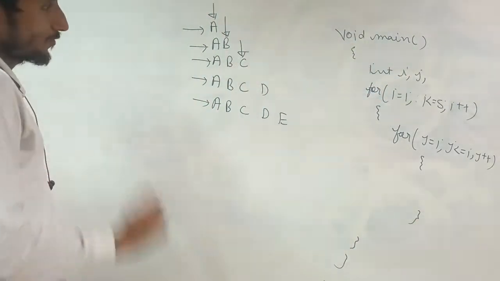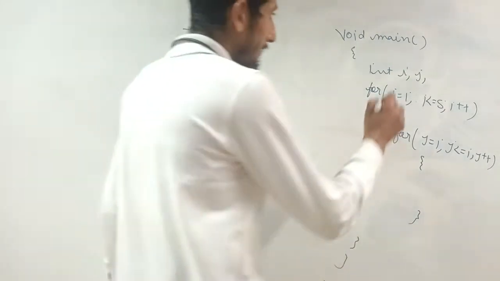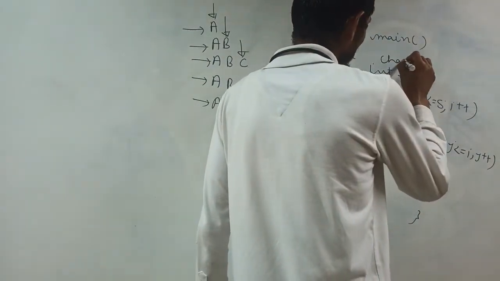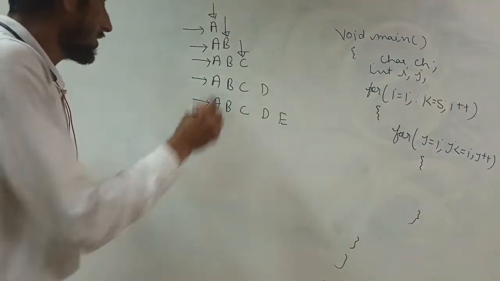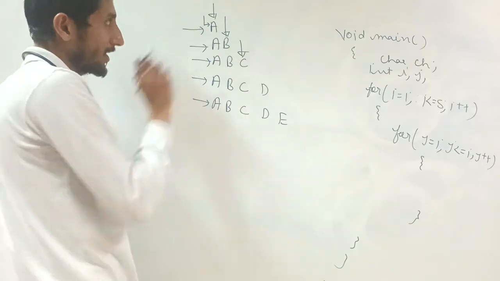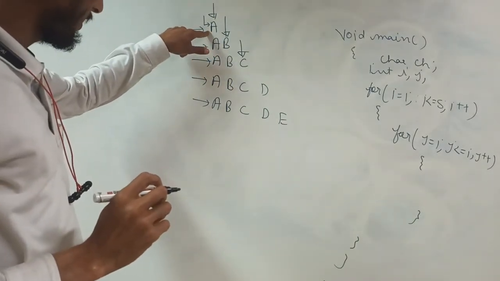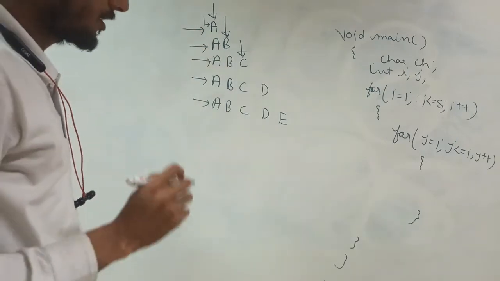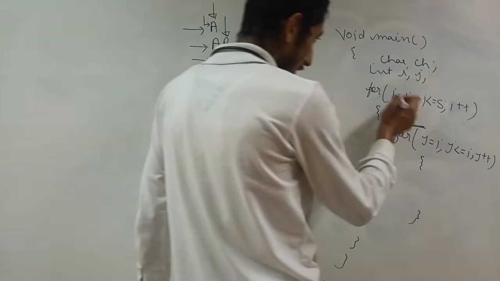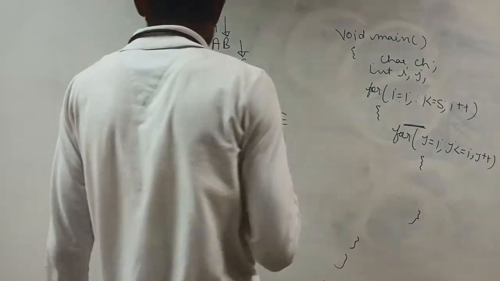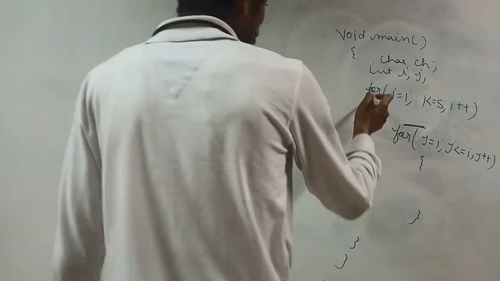And this time, what is the requirement? I have to print characters. So what I will do, I will take a character variable, and every time a new row is starting, please pay attention, it will start from A. So where has the row started? Here. We have 5 rows. So where has the row started? Here. So what I have to do is start the row from here.